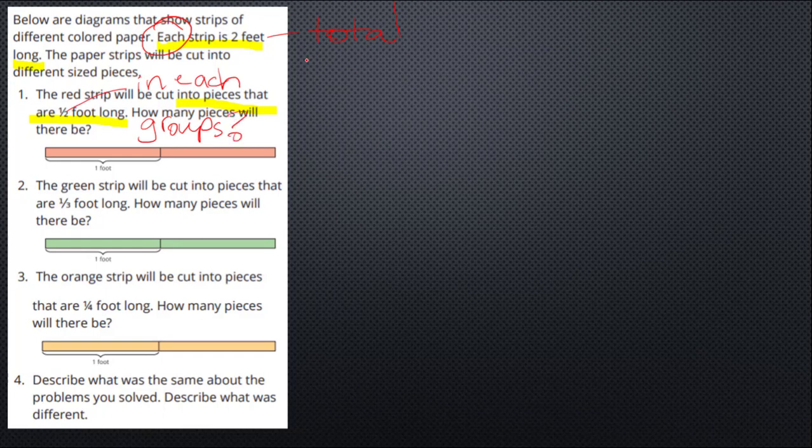So if they've given me a total, I know that I'm dividing. So remember, total comes first. So we have 2 divided by a half. So we are dividing with fractions. So we have to have 2 fractions. So that means I need to put a 1 underneath my 2, change to multiplication, and flip the second fraction. Now I can multiply. 2 times 2 is 4. 1 times 1 is 1. So that gives me 4 groups for number 1.